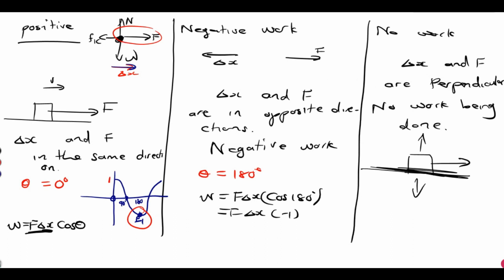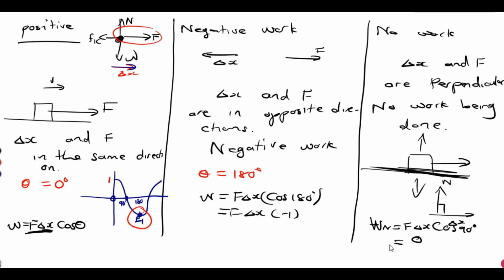But another way to look at it is, you have the displacement and then you have the normal force. There's a 90 degrees in between these two. So work done now by the normal force is equal to F delta X cos 90 degrees, because that's the angle between the displacement and the normal force.